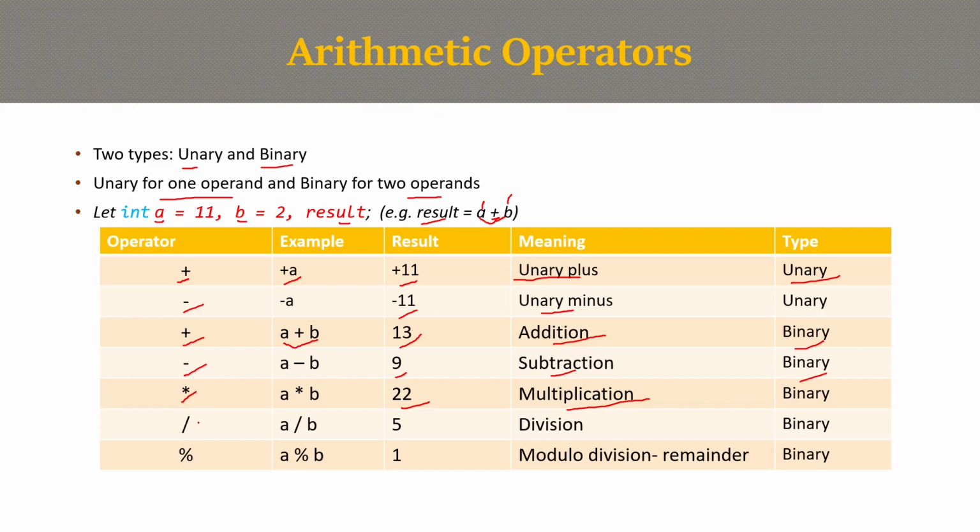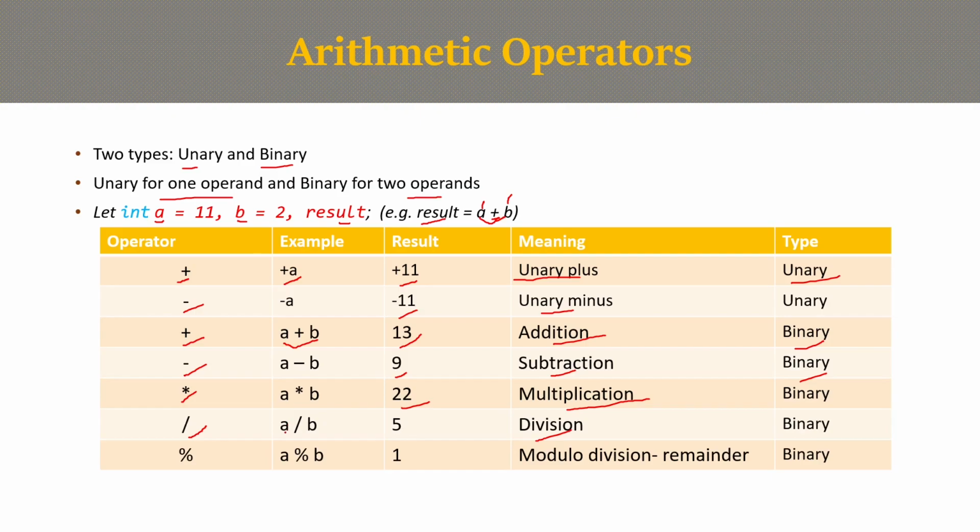Then moving on to this symbol, this is the slash symbol. If we use it, it will give us division. So this will perform the division operation. Now you can see that here A divided by B gives us 5, but A is 11 and B is 2, so it should have given us 5.5, right?